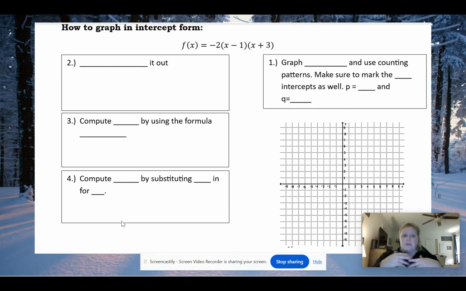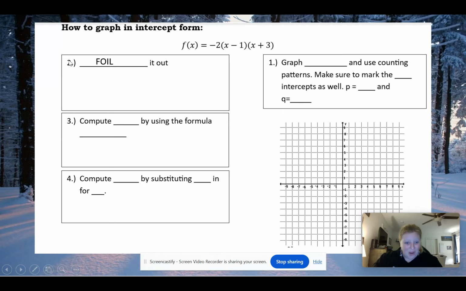All right, so the next question is, if I give you intercept form, how are you going to graph it? You could graph the x-intercepts right away. That's about it. So there's a couple different ways to do it. And this actually, I'm sorry, this should be step number 1.